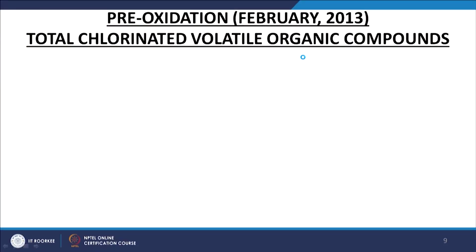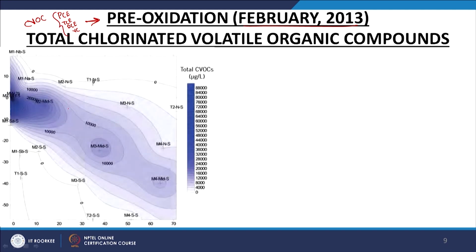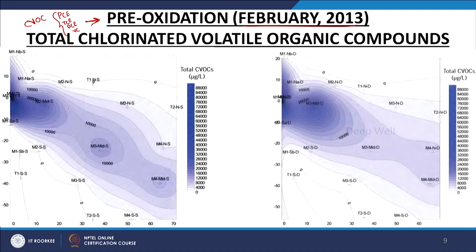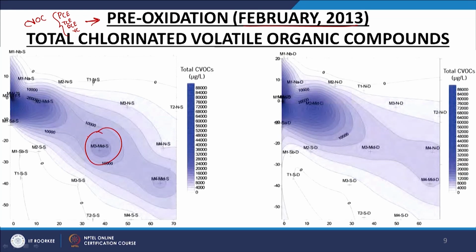Here we will come to the actual results. Before oxidation, before adding the permanganate, in February 2013, you have the CVOCs, which include PCE, TCE, DCE and vinyl chloride in this particular case. What is the profile here? In the shallow well one particular profile, and in the deeper locations one particular profile. More or less similar profiles, but slightly higher concentrations at some locations in the shallow region. But still the plume shapes and the concentrations are relatively similar. So, that is something to keep in mind.